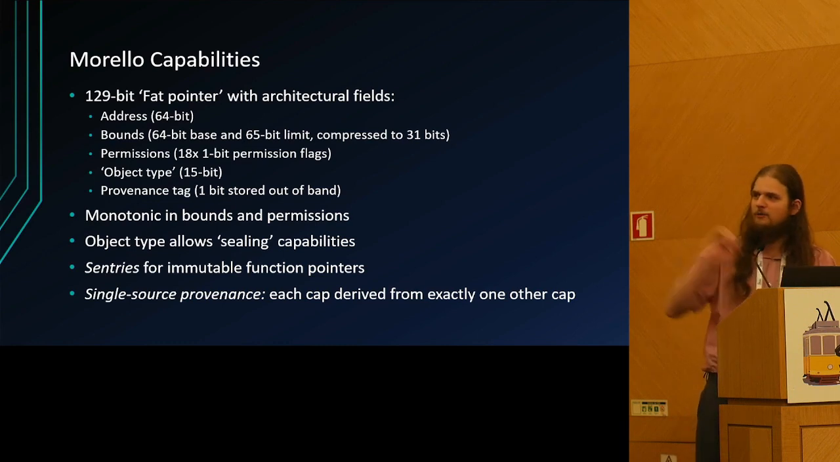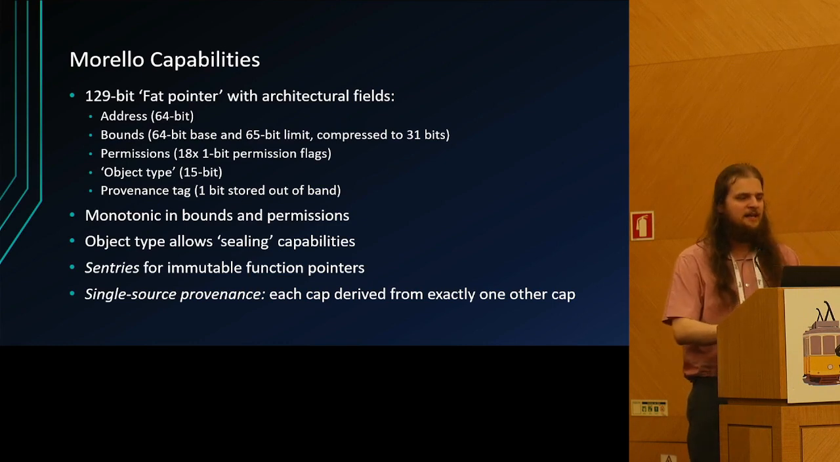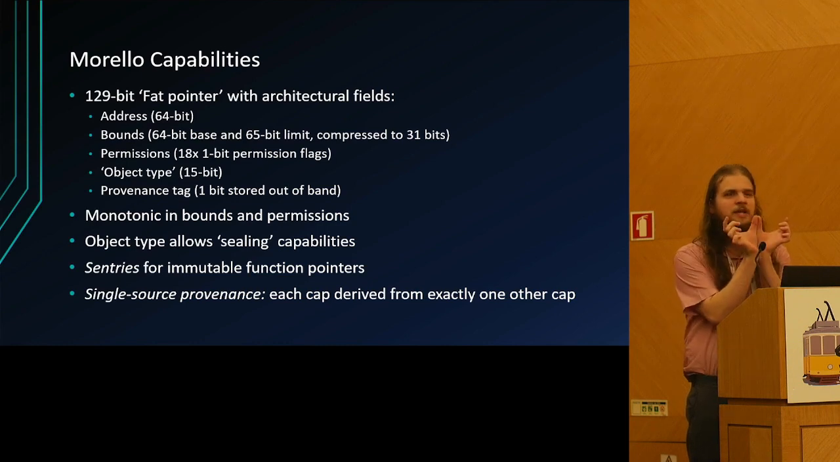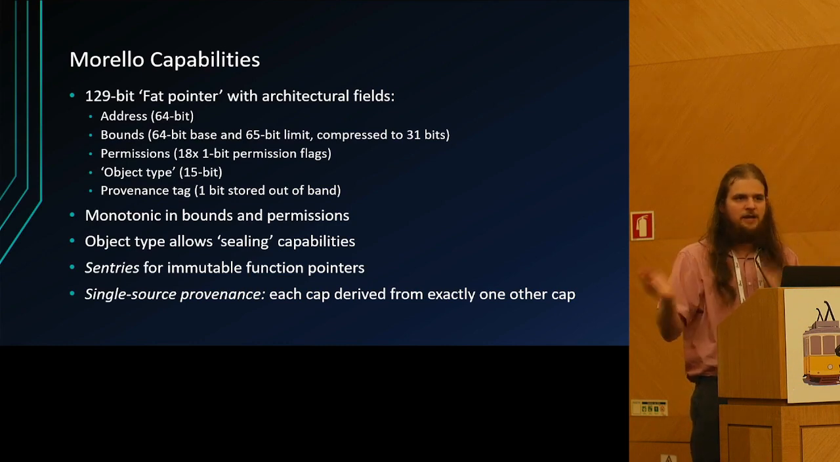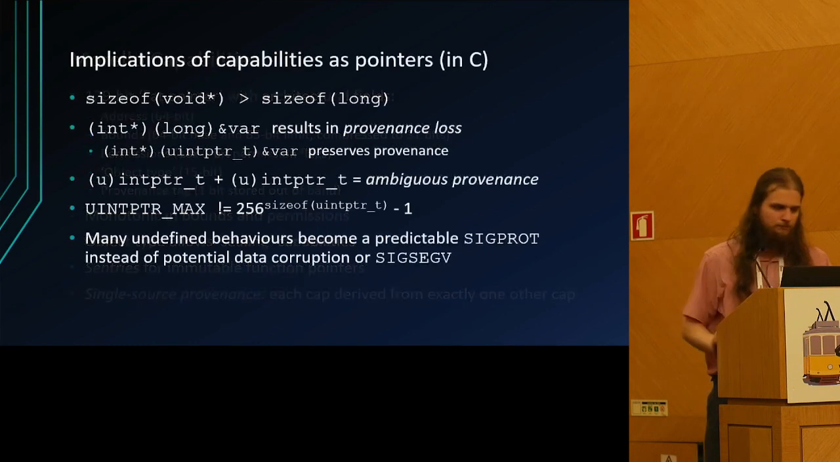It's important to note we have single source provenance, so each capability has to be derived from exactly one other capability. You can't combine two capabilities together and say, well, they're adjacent in bounds, so I want one big capability that covers them both. Each capability can only be derived from one other.